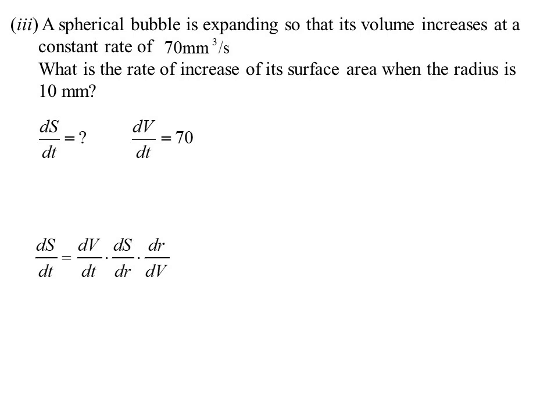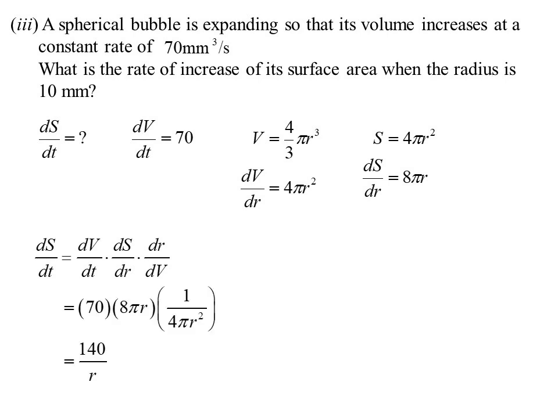Let's find some of that information then. Volume of a sphere, 4/3 pi r cubed. Differentiate that, we get 4 pi r squared. Okay, I have dV/dr. Coincidentally, the surface area is 4 pi r squared, so dS/dr becomes 8 pi r. Substituting all of that in, I get 70 times 8 pi r times the reciprocal of 4 pi r squared. I simply get 140 over r for a formula for dS/dt.